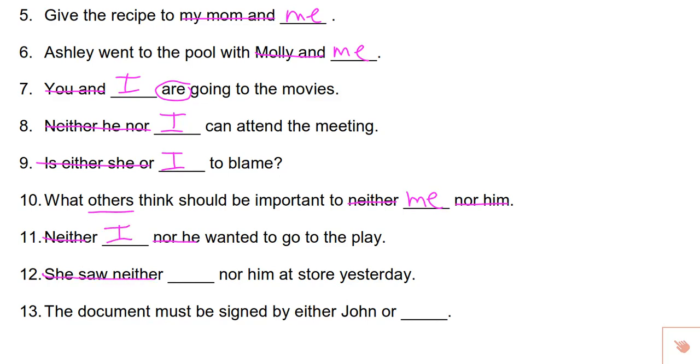Let's get rid of this. Oh, actually, not that one. That's the subject. Let's get rid of this. "She saw I at the store yesterday," or "she saw me at the store yesterday." It must be me because she is the subject. Here I'm going to go ahead and get rid of this. "The document must be signed by I." "The document must be signed by me." Me, because document is the subject.